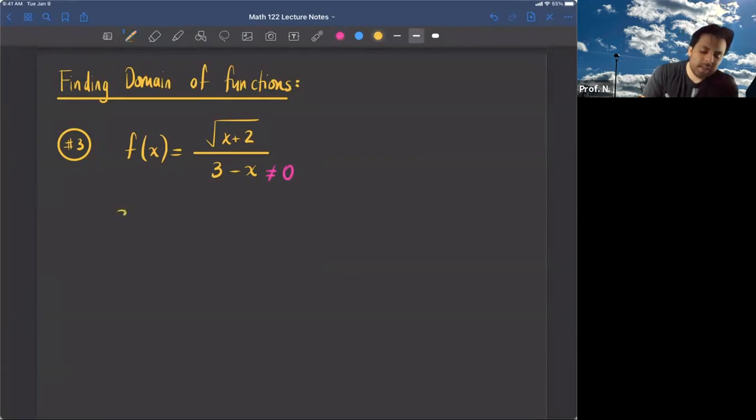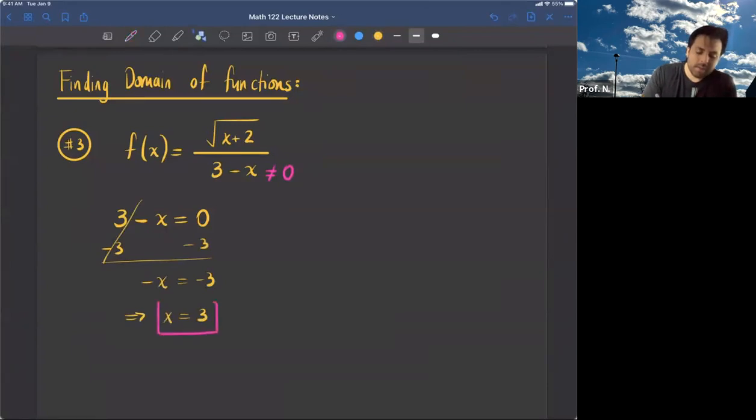And hopefully you see that this is actually pretty easy to solve. So we're looking for the x values that are not good. So these x values will not be in the domain. And if I subtract by 3 on both sides, I get negative x equals negative 3. So then I get x is equal to 3. But what does this mean? This x value is not in the domain. So I know for a fact that x cannot be 3, because of my denominator.